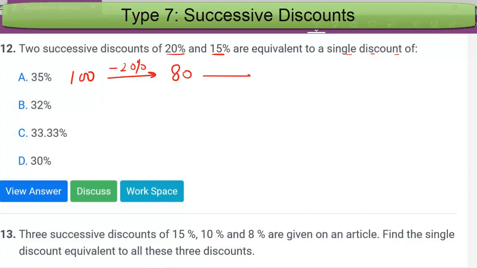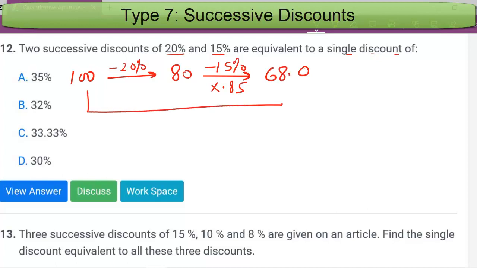Then again the second discount is given as 15%, right? So that means I will be having 85% of this one. So I can just multiply this by 0.85 to get the value, so it will be 68. Okay, so the value 100 has become 68.